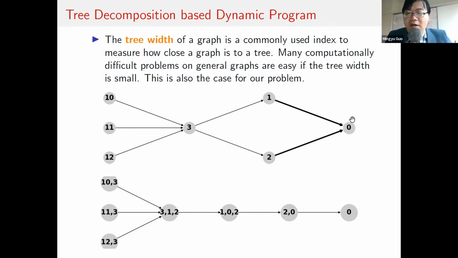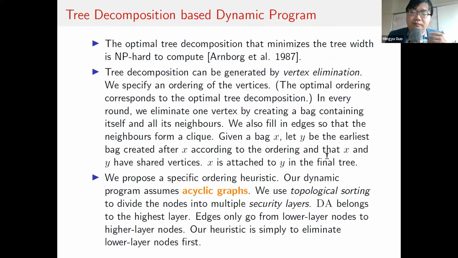So they would form multiple security layers: the most secure layer, second, third, fourth. And our vertex elimination heuristic is based on the ordering where I would eliminate this one first, then this one, then this one, then this one, then this. Basically, I just eliminate the vertices according to the security layer, according to the result of the topological sorting. Okay, so basically that's how we generate the tree decomposition.